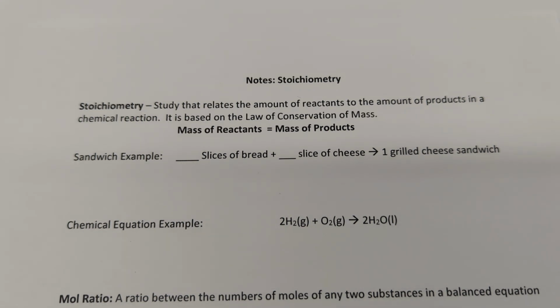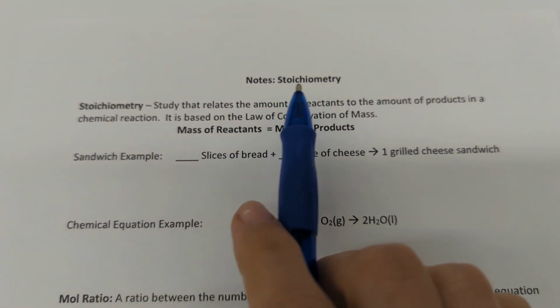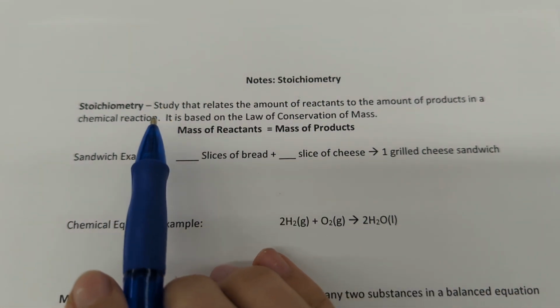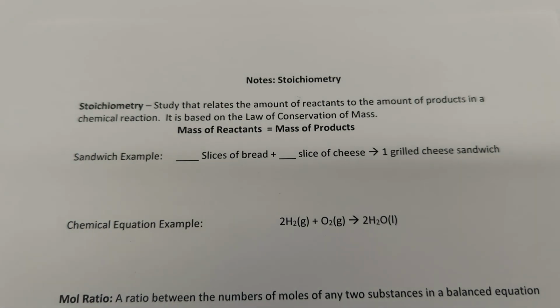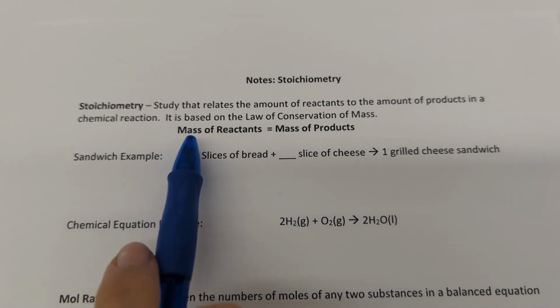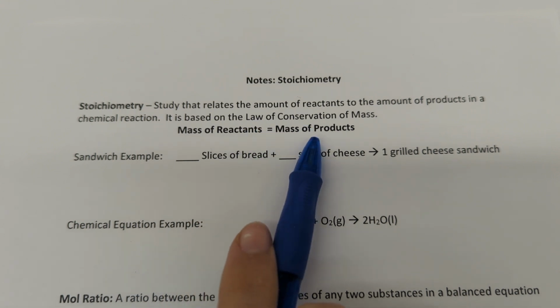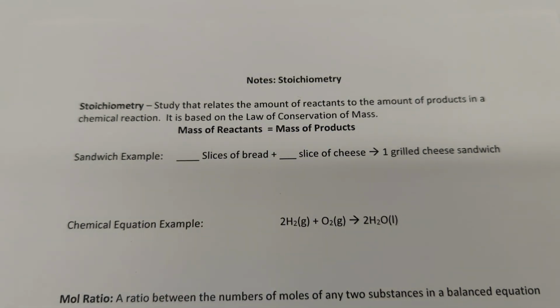All right, today in this set of notes, we're going to be covering an introduction of stoichiometry. Stoichiometry is a study that relates the amount of reactants to the amount of products in a chemical reaction. And it's all based on the law of conservation of mass, which states that mass can't be created or destroyed, it just changes form. So that means the mass of our reactants has to equal the mass of our products in a chemical reaction.